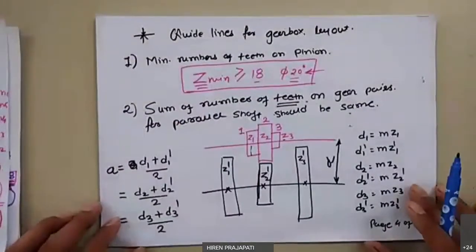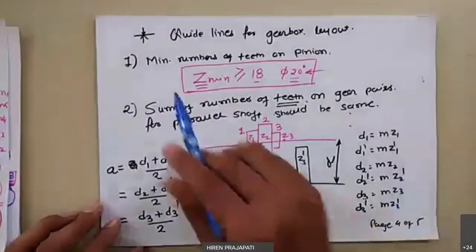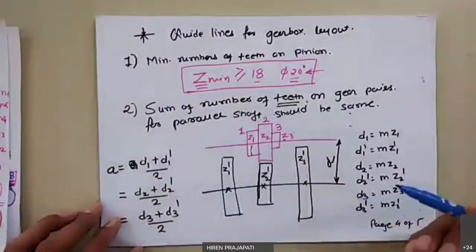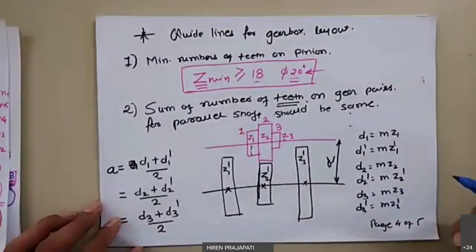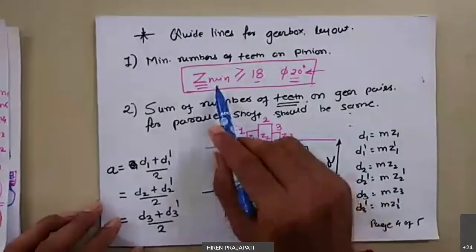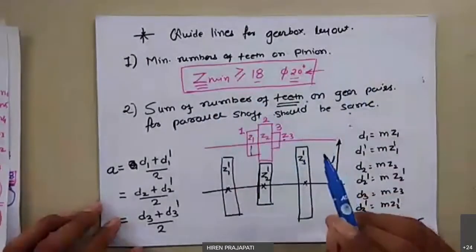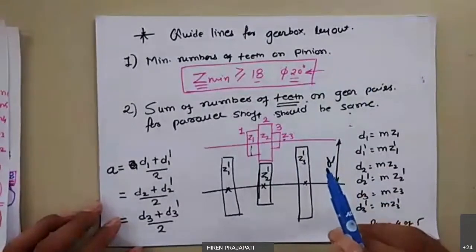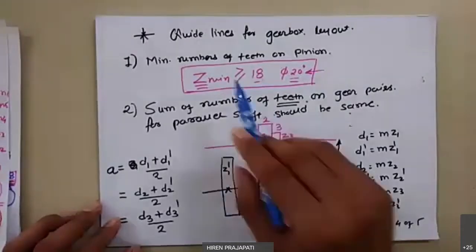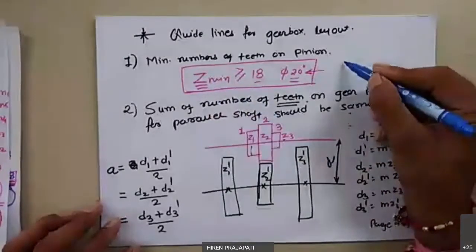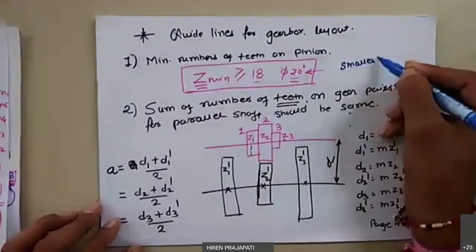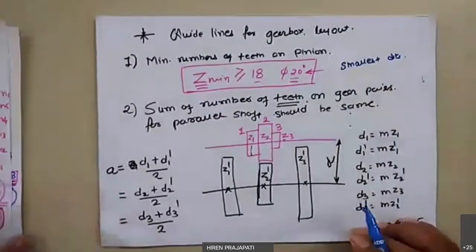Then after, in the previous session, we discussed some guidelines for gearbox layout. The first guideline is how to start deciding the number of teeth on individual gears of the gearbox. We need to start with a pinion, meaning in the entire gearbox, we need to identify which gear has fewer teeth. This pinion has the smallest diameter, and we can easily identify that.